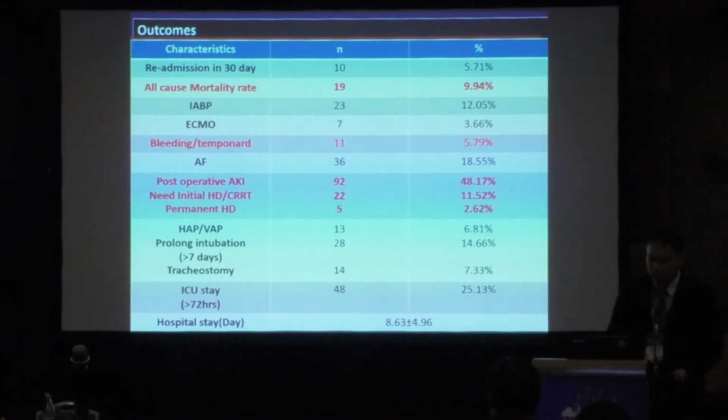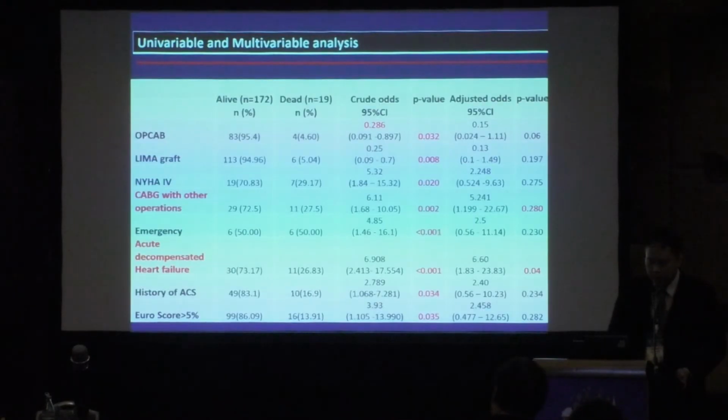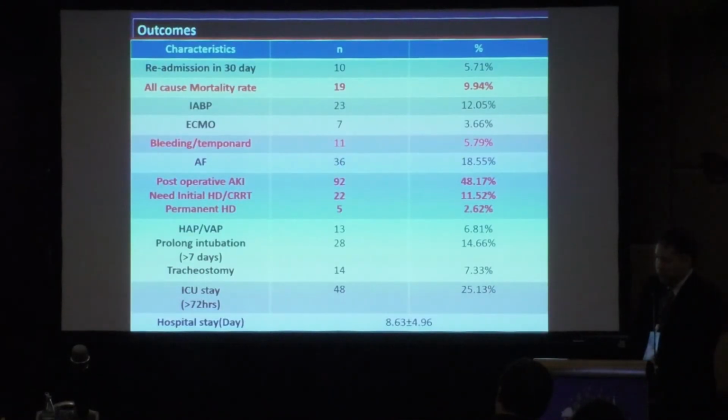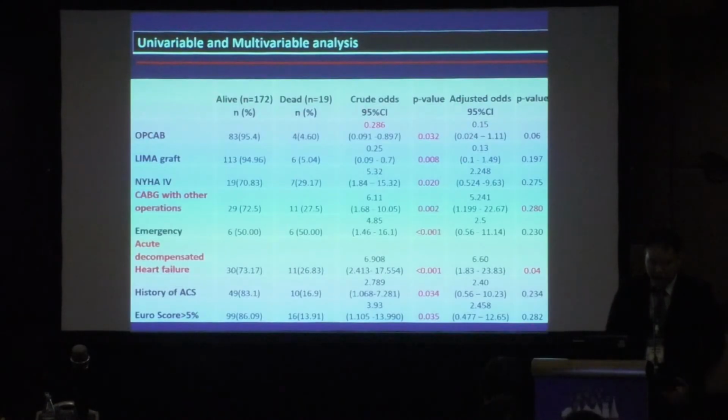Surprisingly, 48 patients, 48%, developed post-operative acute kidney injury. Approximately one-fifth of those patients needed to initiate hemodialysis. All pre-op and operative factors were analyzed in univariate and multivariate logistic regression, shown in the slide.